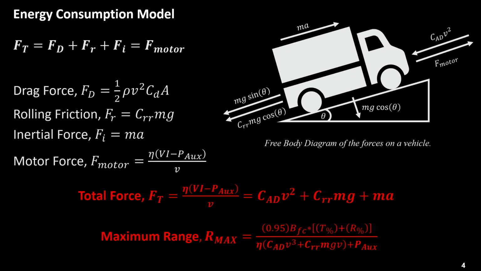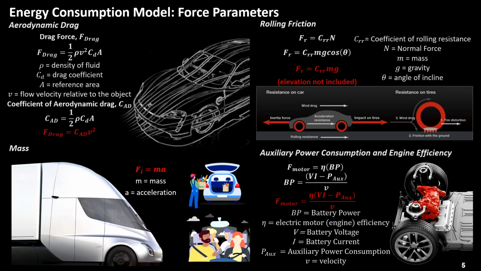The free body diagram of the forces on a vehicle can be used to clearly obtain the equation for the total force as shown. From this, we can then compute the maximum range a vehicle can travel. These are the important parameters obtained from the force equations.